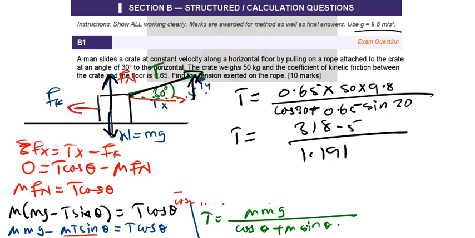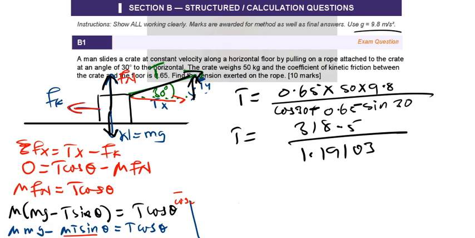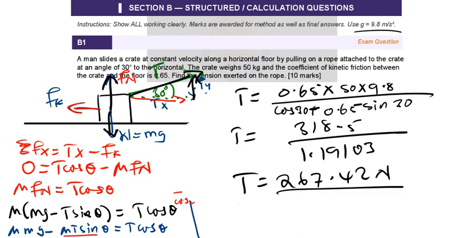Therefore, we can now divide this to get the tension force. T will be equal to 318.5 divided by 1.19103, and I get my tension force at 267.42 newtons, and this is the answer for this question.